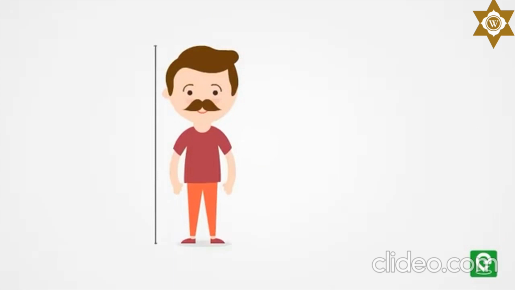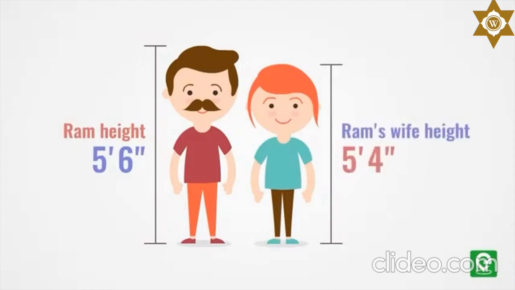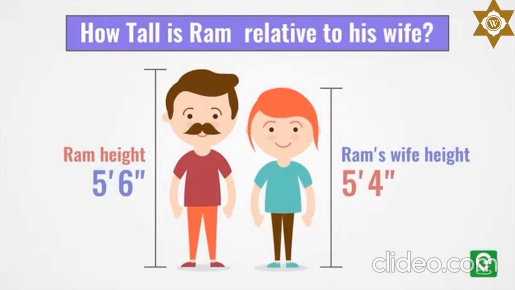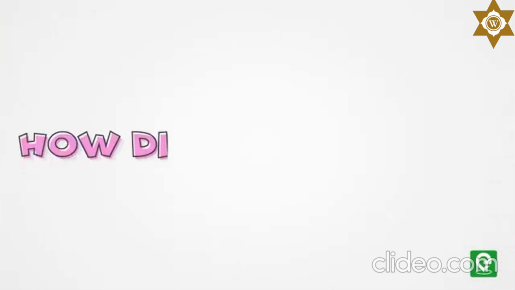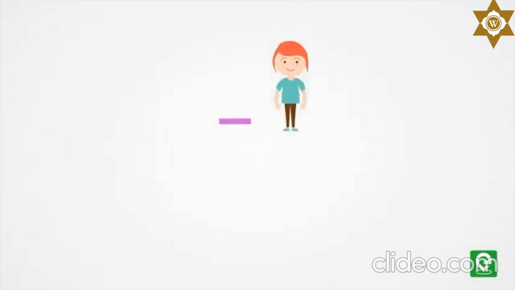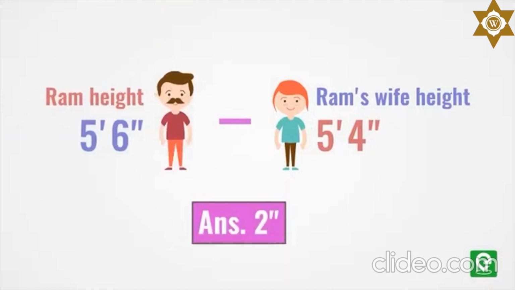For example, let's say Ram's height is 5 feet and 6 inches, while his wife's height is 5 feet and 4 inches. If I ask you, how tall is Ram relative to his wife? Your answer will be 2 inches. How did you find it? You simply subtracted the height of Ram's wife from Ram's height.